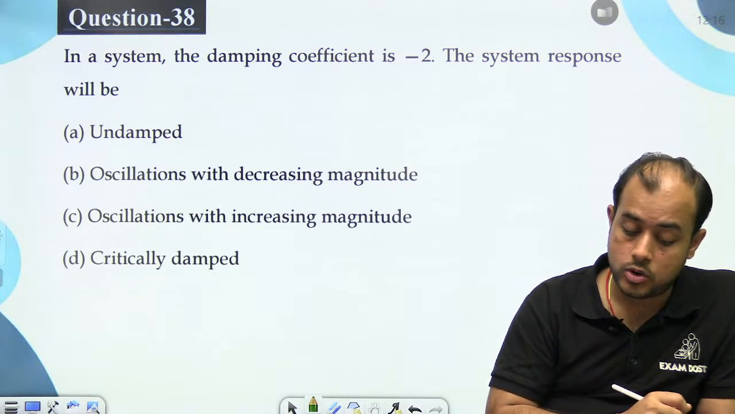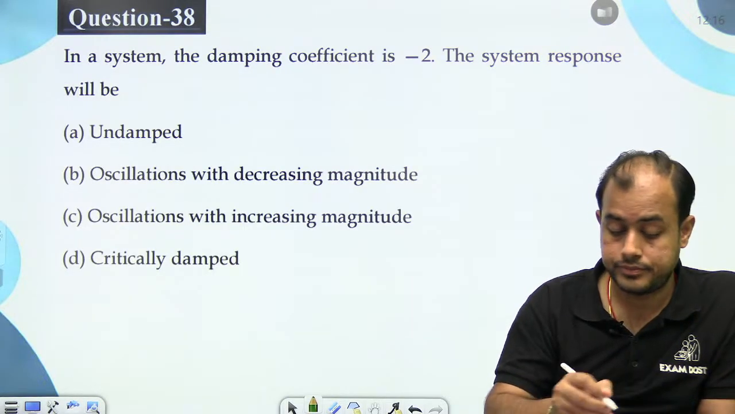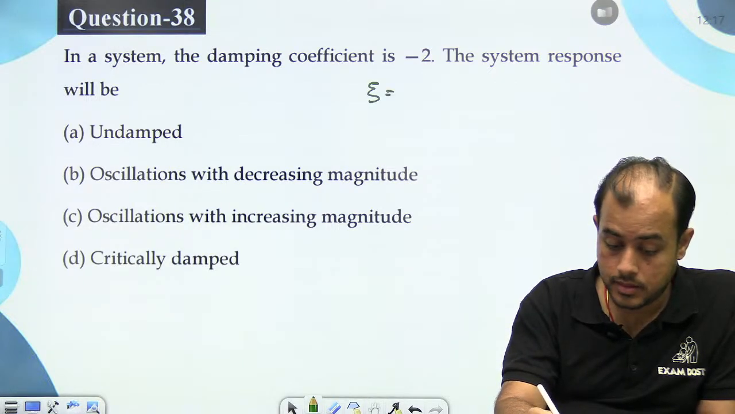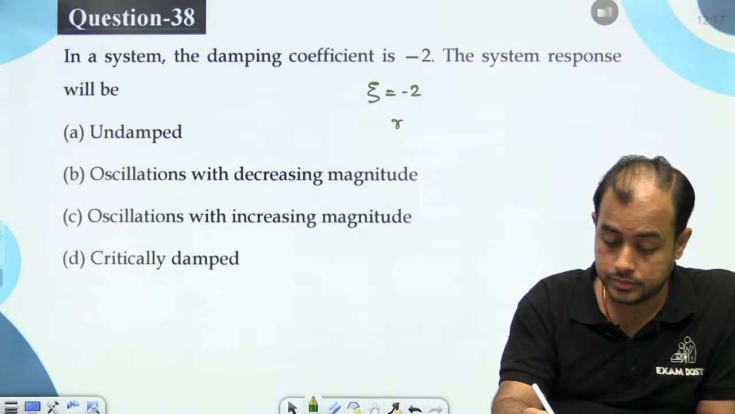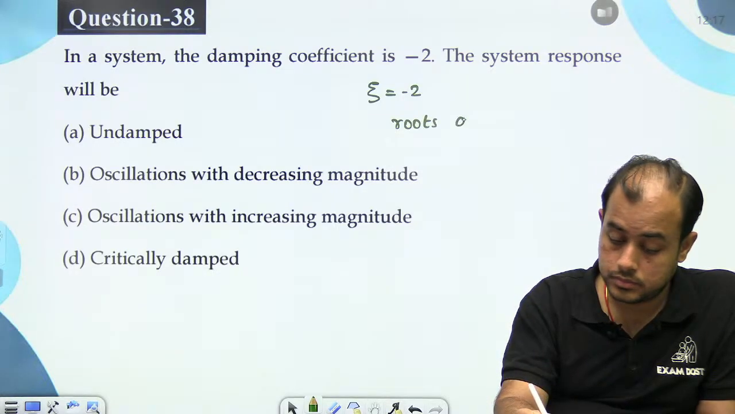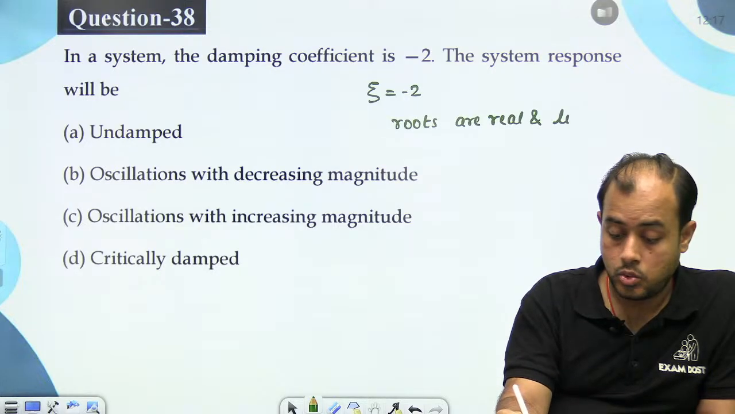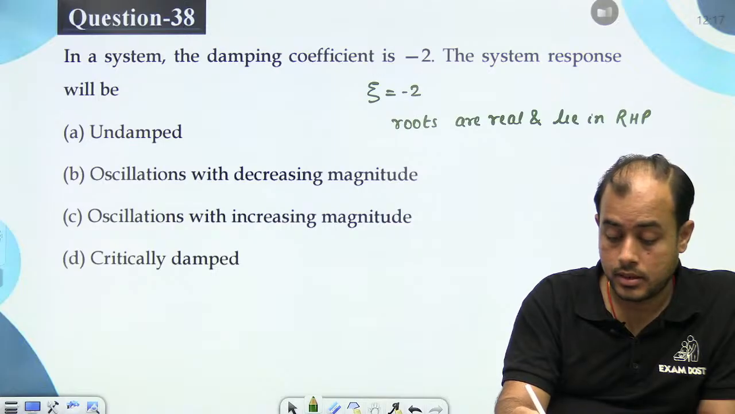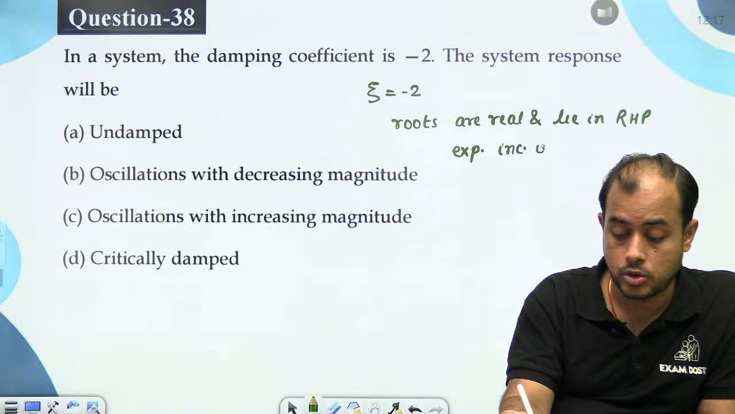When the damping coefficient is -2, the system response will be -2. Roots are real and lie in right half plane. So we have exponentially increasing output.